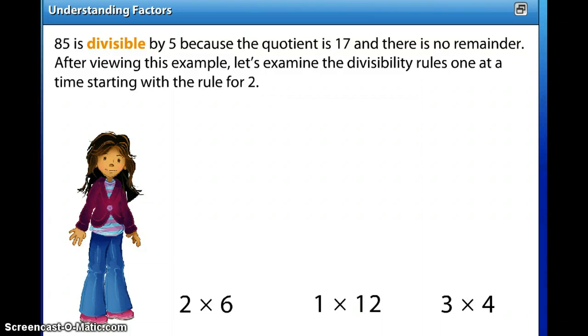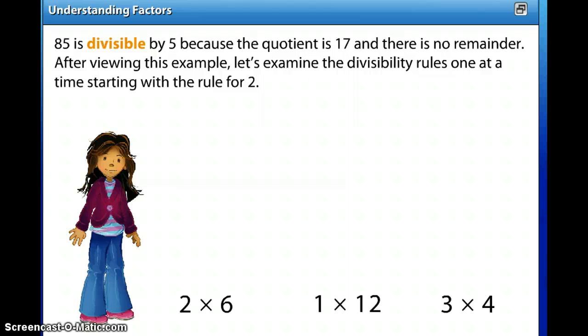Okay, before we go on to those divisibility rules, if a number is divisible by another number, that means it can go into that number evenly without a remainder. So 12 is divisible by 6 because 6 goes into 12 evenly 2 times. 48 is divisible by 8 because 8 goes into 48 evenly 6 times with a remainder of 0. If it's divisible, it means there's an even number of groups. There's 0 remainder. Okay?